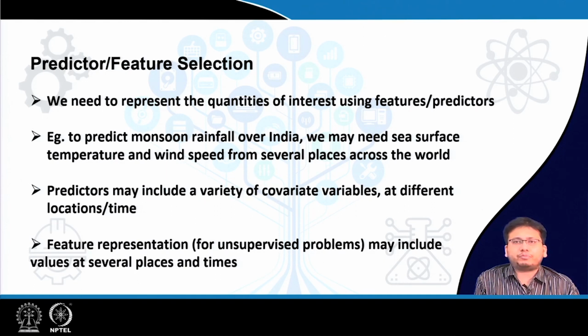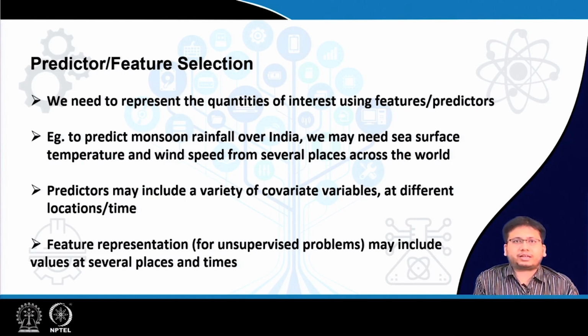Typically, only a few of them will be useful, the others will be useless. So, identifying which of the predictors are actually useful and which are not, that is the task of feature selection in machine learning, for which there is a plethora of methods.